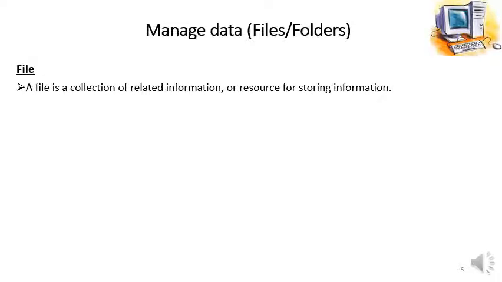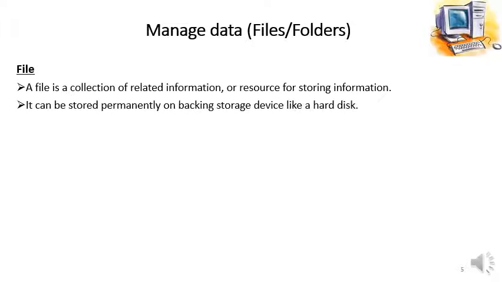Now, how we can manage data, that is files and folders. First of all, what is a file? A file is a collection of related information or resources for storing information. It can be stored permanently on a backing storage device like a hard disk. Every file has a name for its identity.